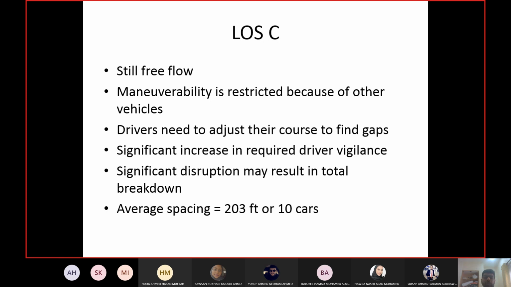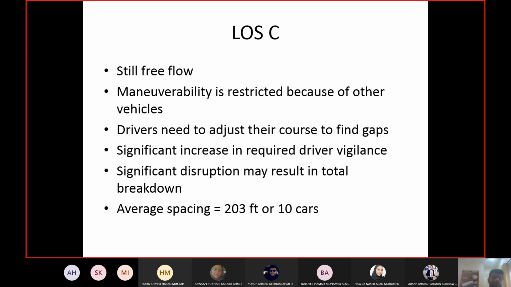But if you want to change your lane or do some other maneuver like this, then you are restricted because now the available gaps are less. So you may have to delay your maneuver, you may have to delay your action because of lack of gaps. You may have to wait and keep on moving in your lane until a gap appears in the other lane. So in this condition you require more vigilance, more care, because less gaps are available.